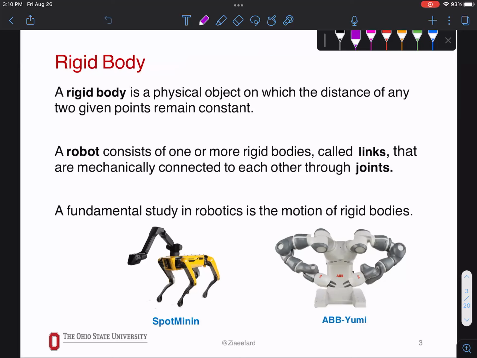It's connected to the next link through a joint. So very simple, you only have 2 things to worry about. The distance of 2 points on a rigid body doesn't change, you can't bend it. So mathematically, a rigid body is one where the distance of 2 points doesn't change. But if you wanted to explain it to someone, you'd say you can't bend it. All right. Now, robots consist of these.